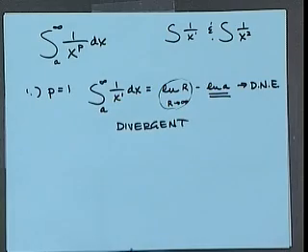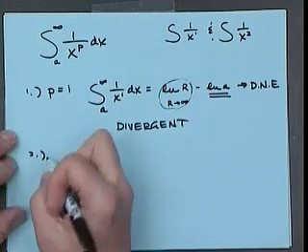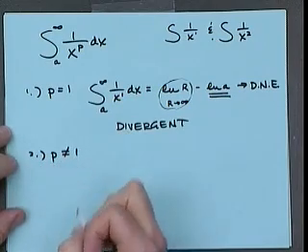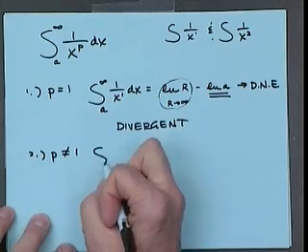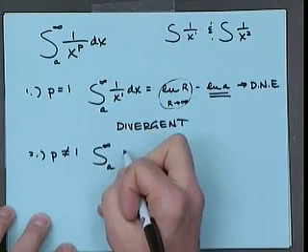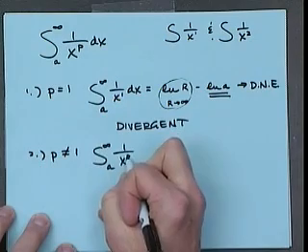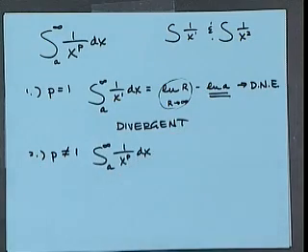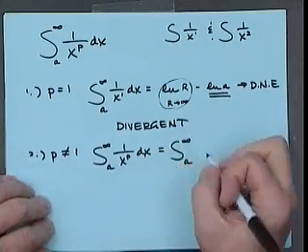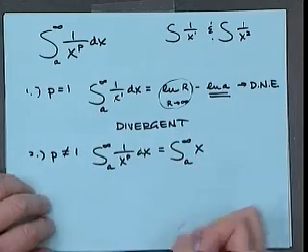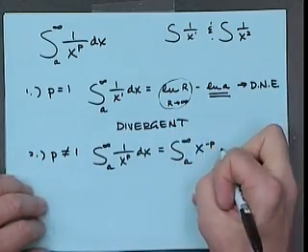If p is something else other than 1, so larger than 1, smaller than 1, can't we integrate this by adding 1 to the power, dividing by the new power, right? As long as it's not 1, we use the power rule. So I'm 1 over x to the p, I'm going to call that x to the negative p.